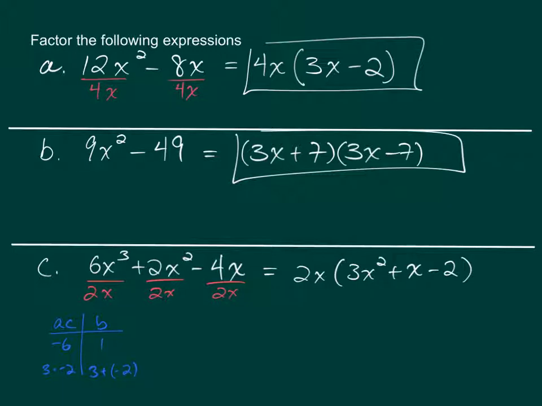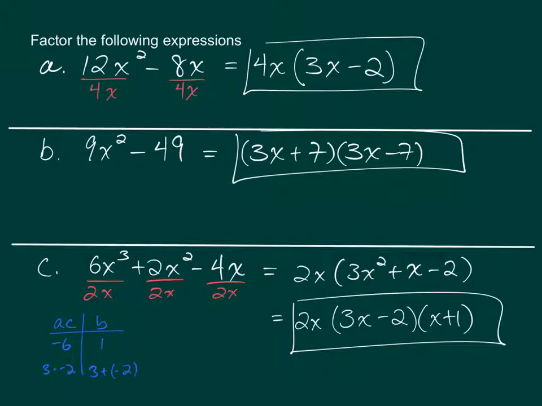And when you use the AC method factoring, you will get this answer right here. You still have to keep the greatest common factor as part of your answer, in addition to what you factored over here.